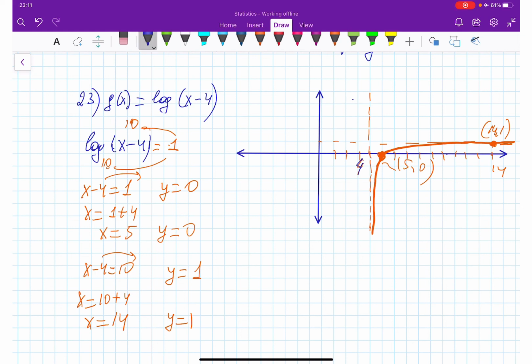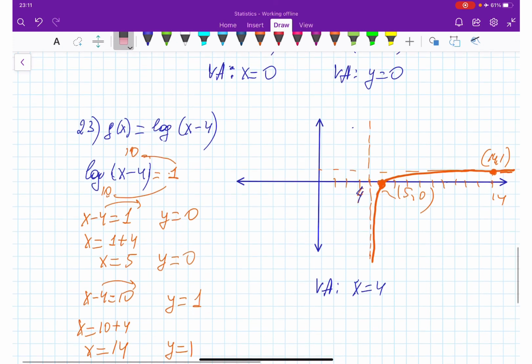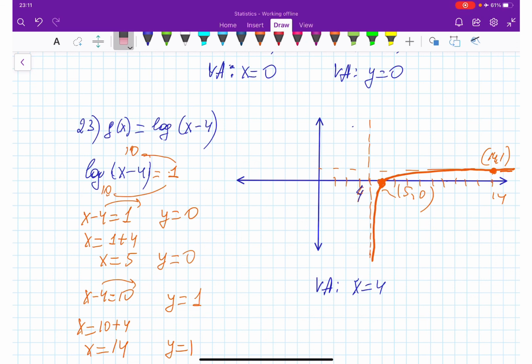So, from here, what is our vertical asymptote? Vertical asymptote is going to be x equal 4. Remember, if it were exponential, we would put y equal 4 as the horizontal asymptote for exponential form. So everything is switching, including coordinates. If for exponential form, let's say, my coordinate would be 2 and 4, then for logarithmic, it would be 4 and 2. Okay?